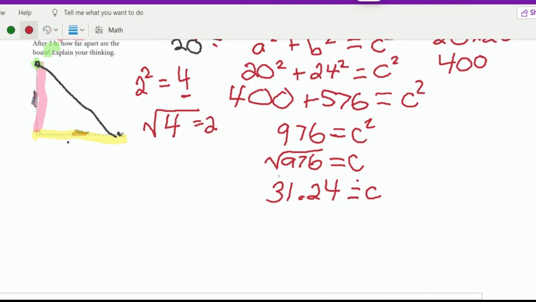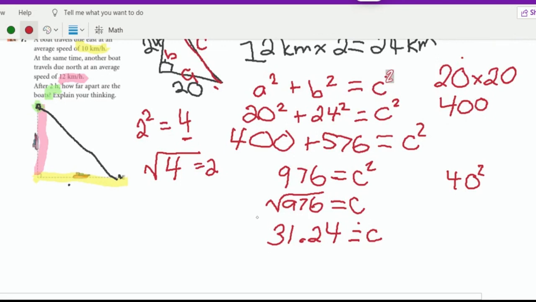I could have also estimated this. I could have said, well, I know it's going to be bigger than 24 because 24 squared was 576. And then I know it's going to be less than 40, because 40 squared, if I use my trick from up here, 40 times 40, well, 4 times 4 is 16, and I put my zeros back on, and that's way too big. That's much bigger than 976. So I know it's going to be somewhere in there, but this is a decimal, so probably using a calculator is the easiest bet for us.